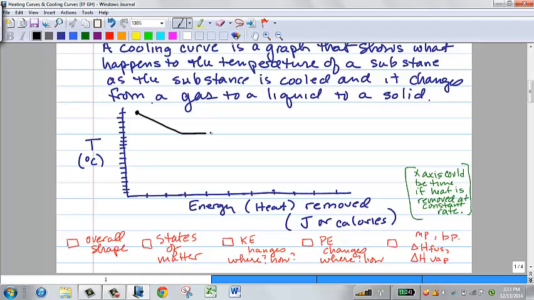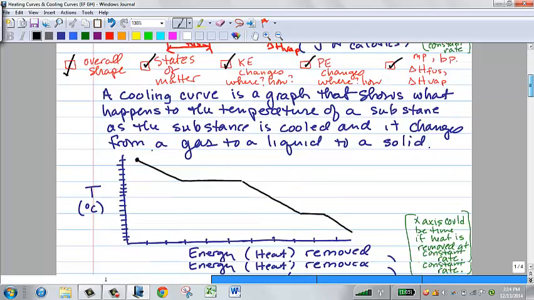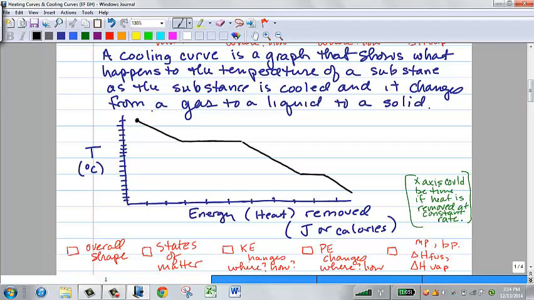Plasmas exist at really, really high temperatures, like the surface of the sun, tens or hundreds of thousands of degrees. The actual cooling curve is a graph that shows what happens to the temperature of a substance. We know that because the temperature is always those same five segments: slanted, flat, slanted, flat, slanted, and it's either going to be headed in the upward direction, or it's going to be headed in the downward direction for a cooling curve.